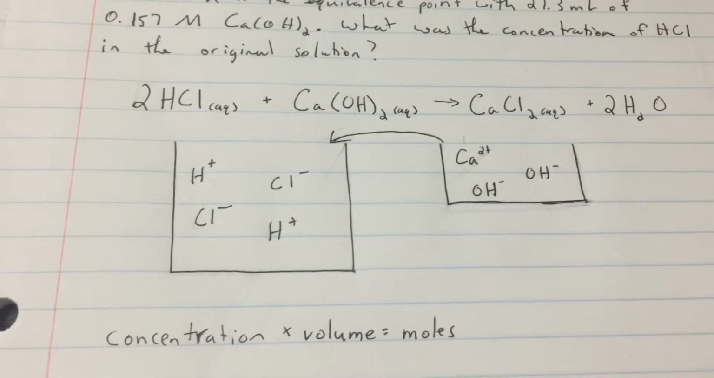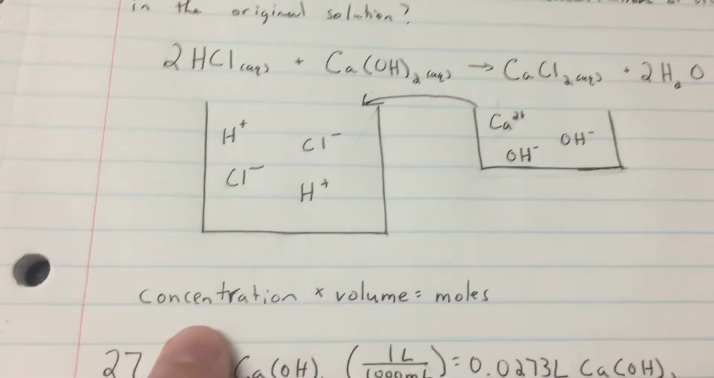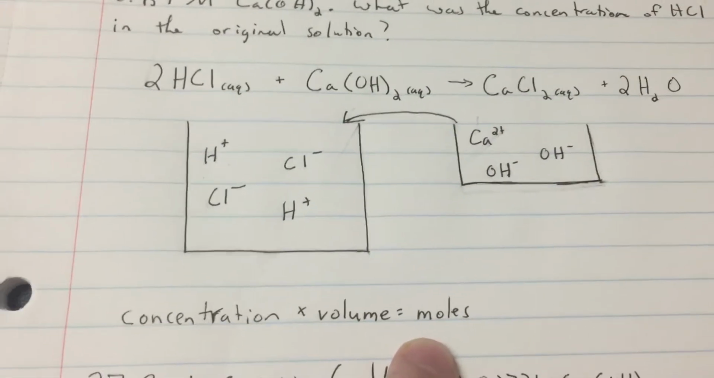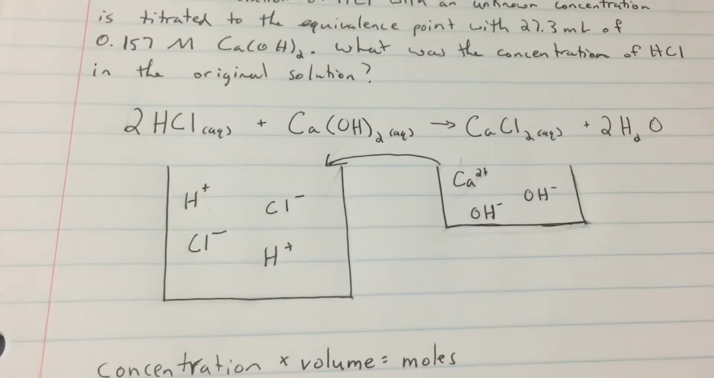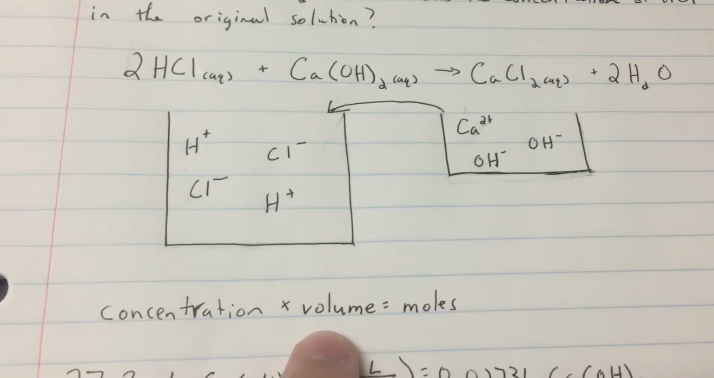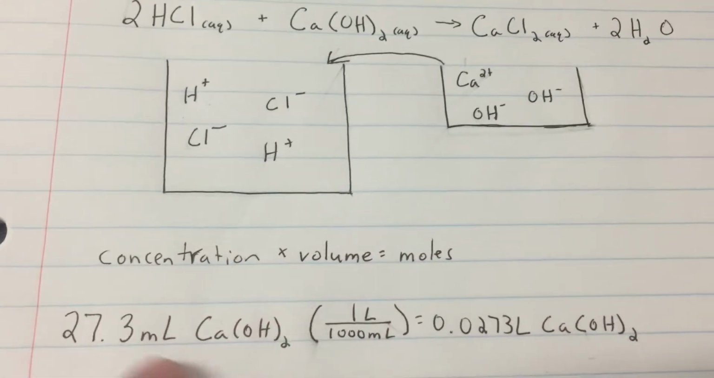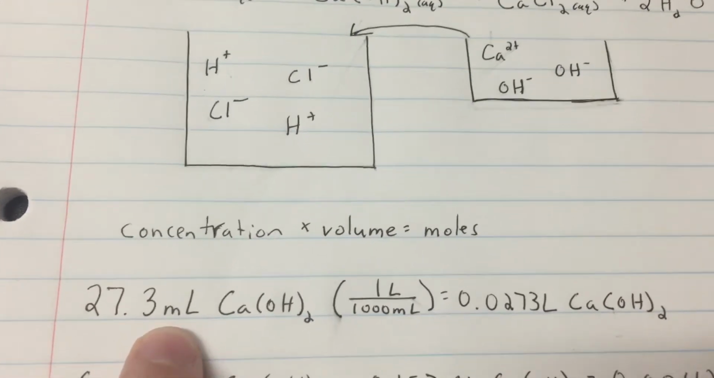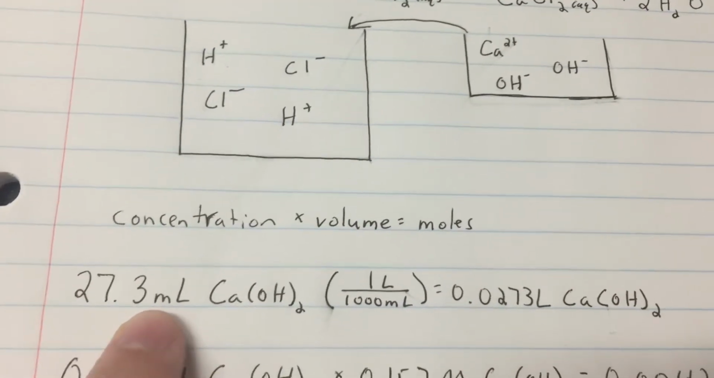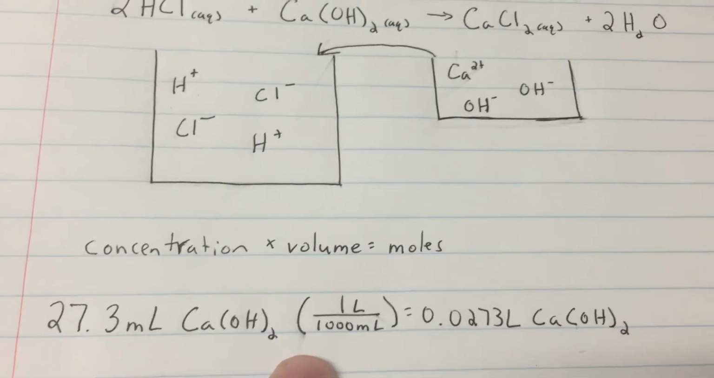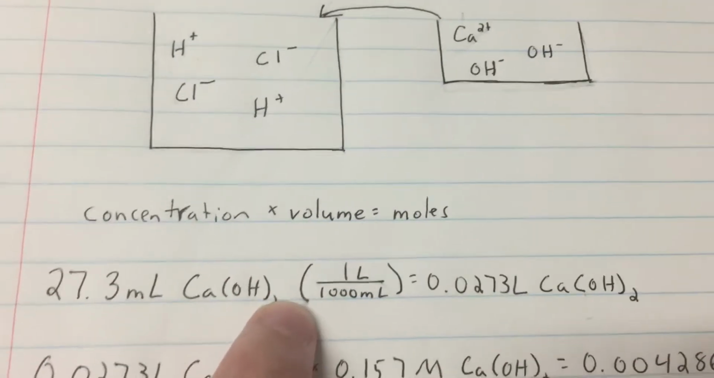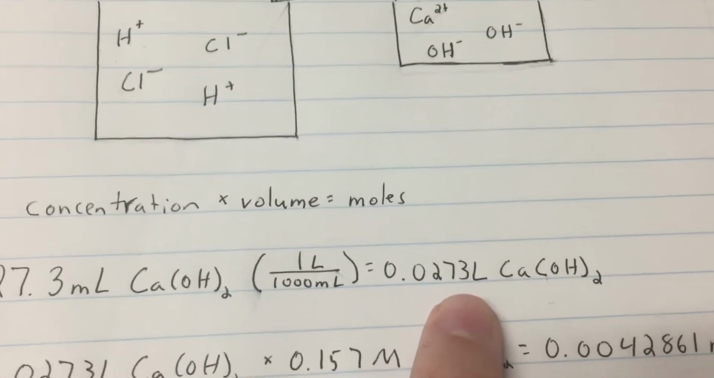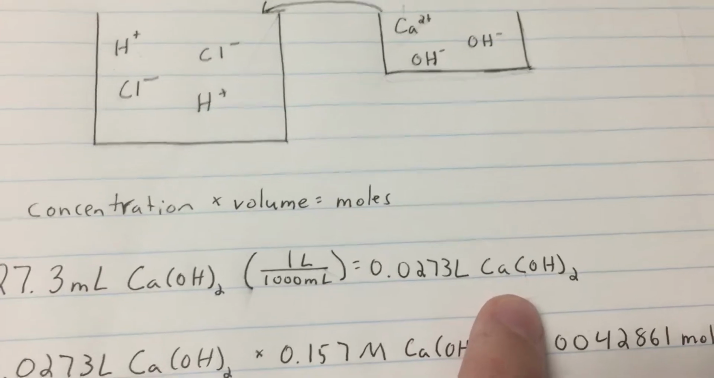So next, we look at the equation that we would like to use. Concentration times volume equals moles. Now, to properly use this equation, we must first look at the volume given. So, we have 27.3 milliliters of calcium hydroxide. We must convert this to liters using the conversion factor of 1 liter for every 1,000 milliliters. We now have 0.0273 liters of calcium hydroxide.